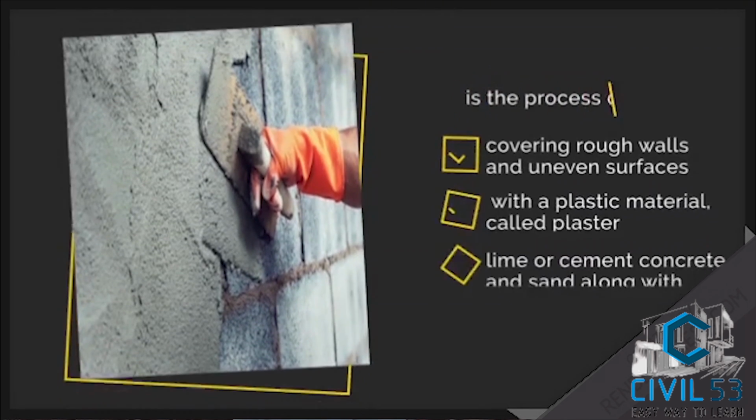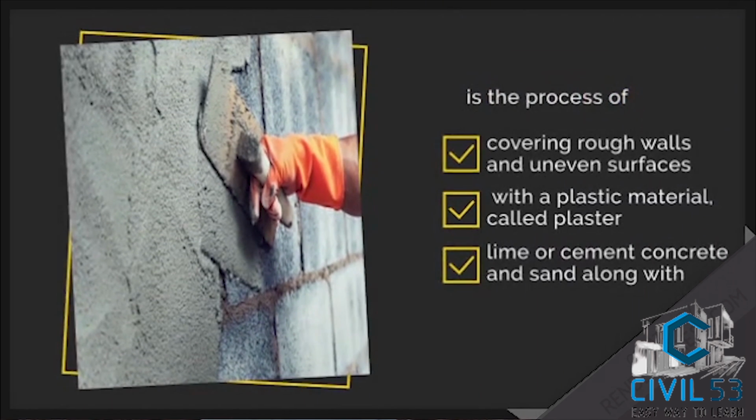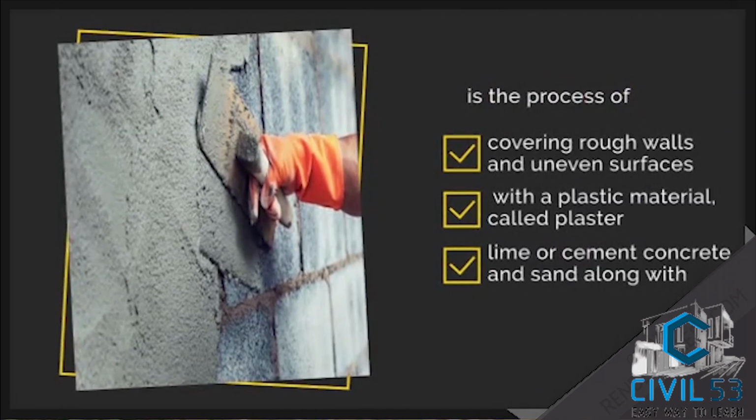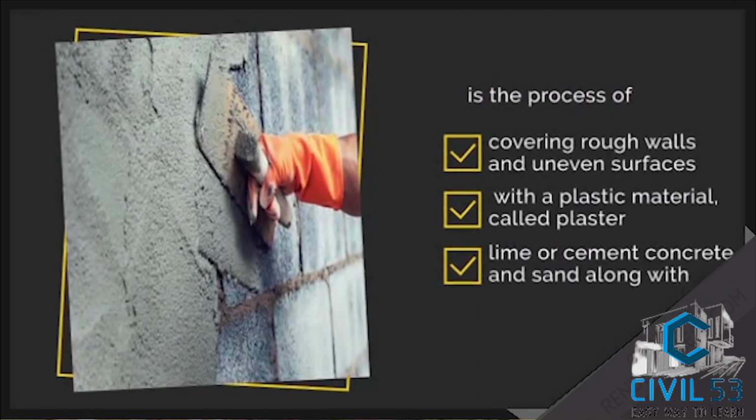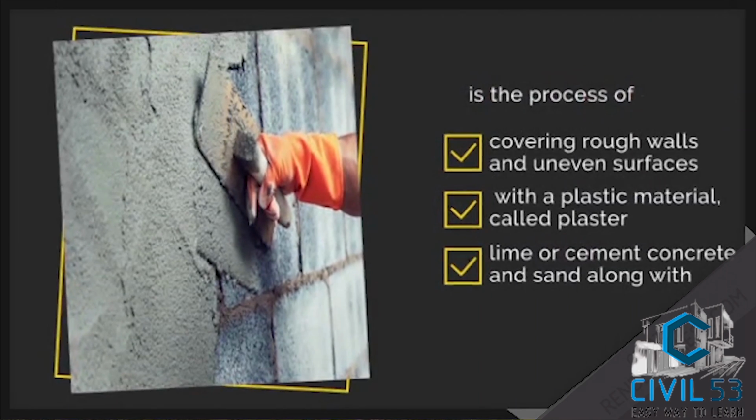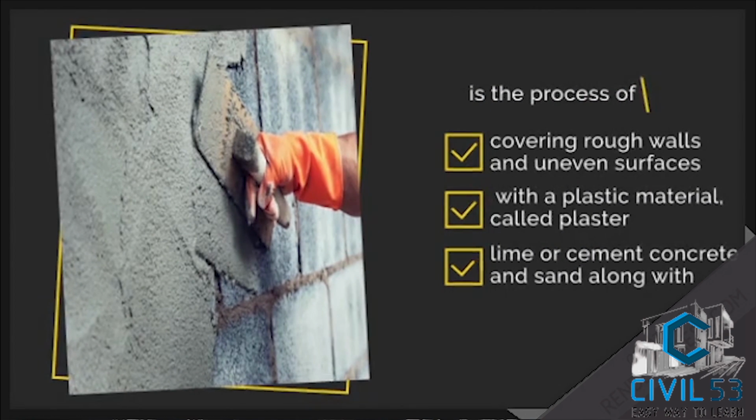Plastering is the process of covering rough walls and uneven surfaces in the construction of houses and other structures with a plastic material called plaster, which is a mixture of lime or cement concrete and sand along with the required quantity of water. Sixth, pointing.